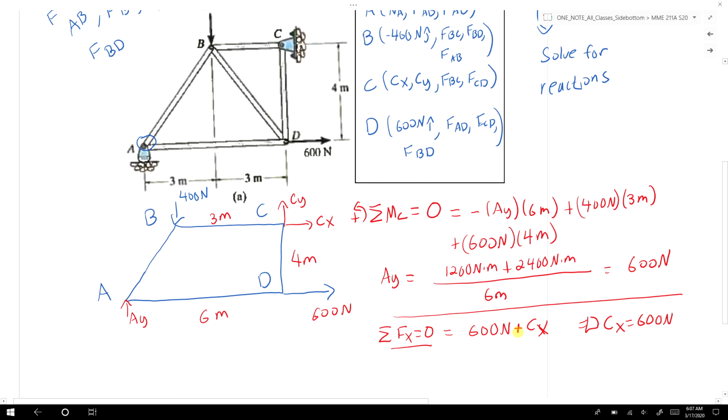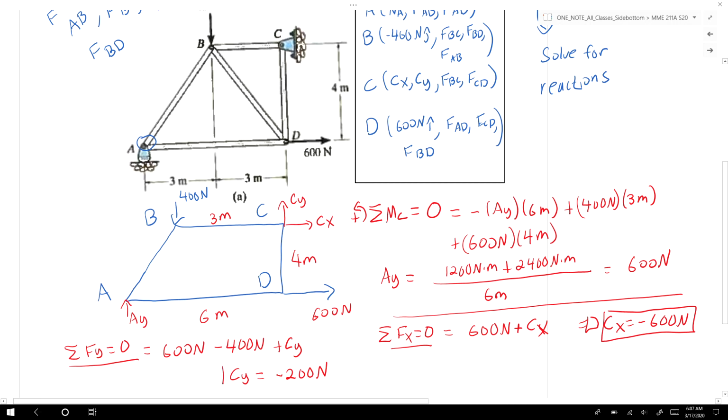Oh, sorry, this should be plus 6Cx, my bad. So it would be equal to negative 600 newtons. Alright, and then we can do the same thing with the sum of all the forces in the y direction. We can set that equal to 0. So if we do that, we'll end up getting A of y, which is 600 newtons, minus 400 newtons, plus Cy. So what we'll end up getting is C of y would be equal to minus 200 newtons.